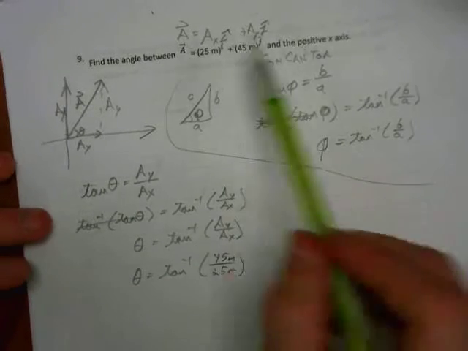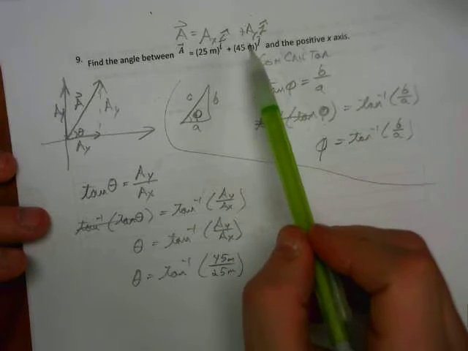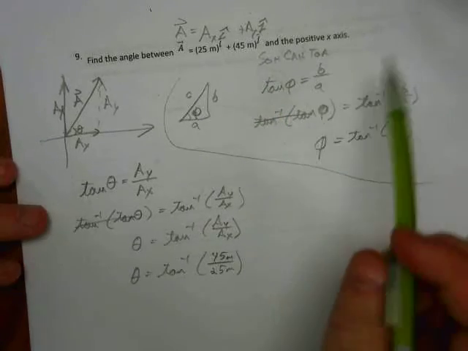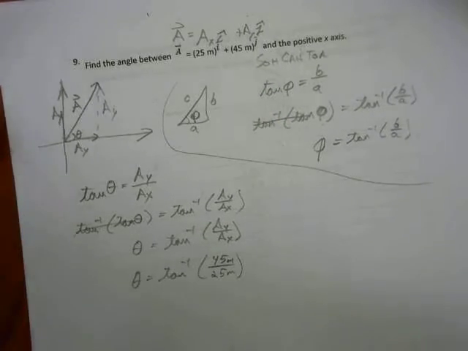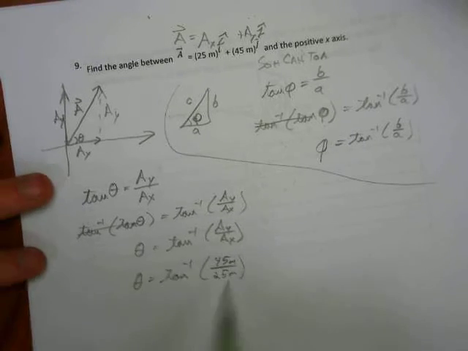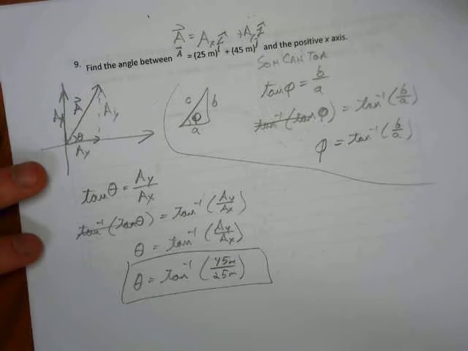And that's all i hat and j hat mean. They just tell you the direction. It's just a convenient way to write these things. Again, I don't have my calculator handy, so I'll let you calculate that answer out.